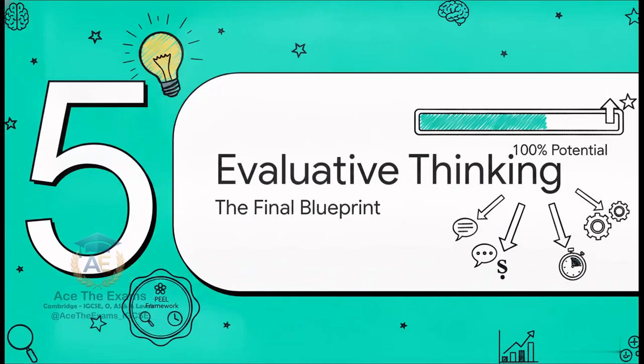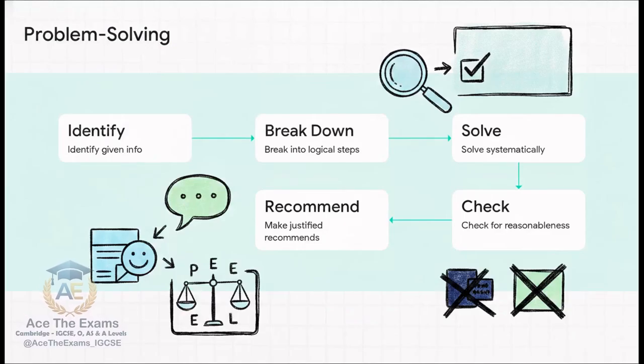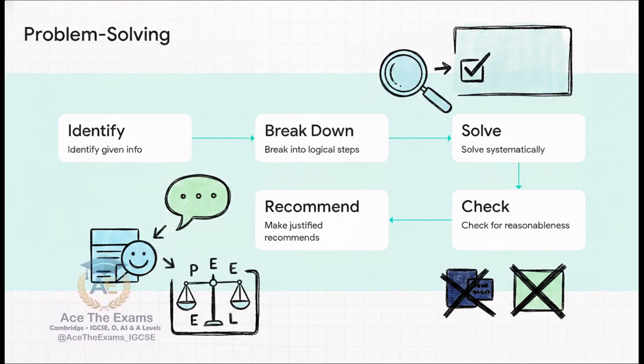Finally, we've arrived at Section 5, Evaluative Thinking. This is the final blueprint and the absolute ultimate differentiator between an average candidate and a top-scoring one. This 5-step deconstruct, solve, evaluate sequence is exactly how you verify your results and present an appropriate professional format. Look closely at Step 4, check for reasonableness. This is pure evaluative thinking in action.